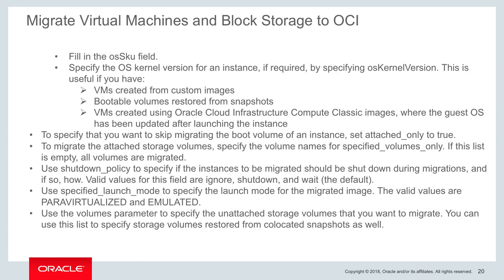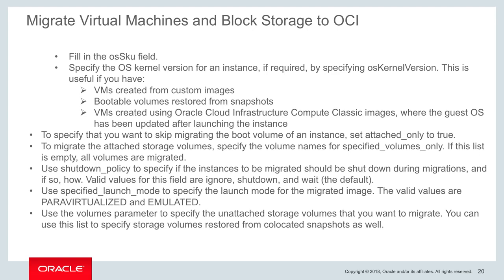For Windows VMs running in OCI Classic, you need to specify a value for the OS SKU field. Valid values for the OS SKU field are Server 2008 R2 Enterprise, R2 Standard, R2 Data Center, or Server 2012 Standard, Data Center, R2 Standard, R2 Data Center, or Server 2016 Standard and Data Center.